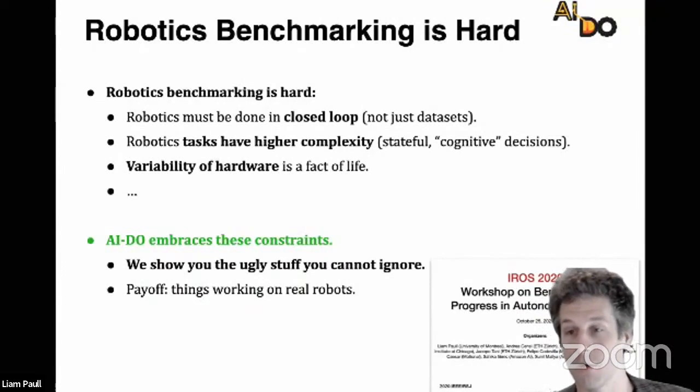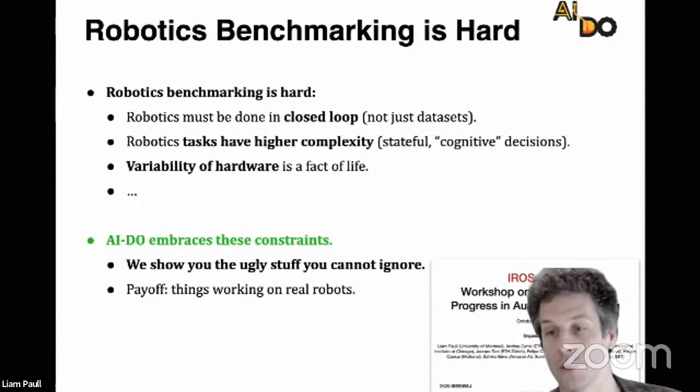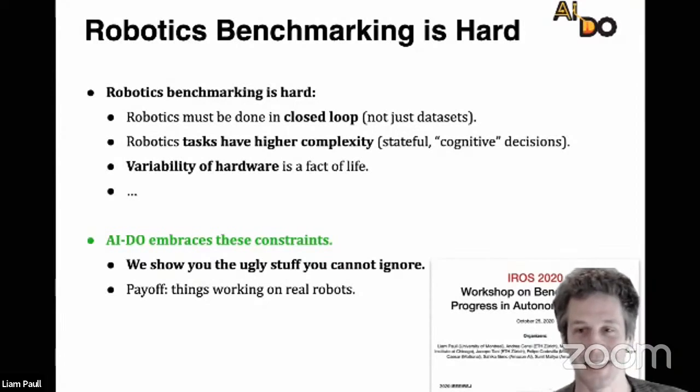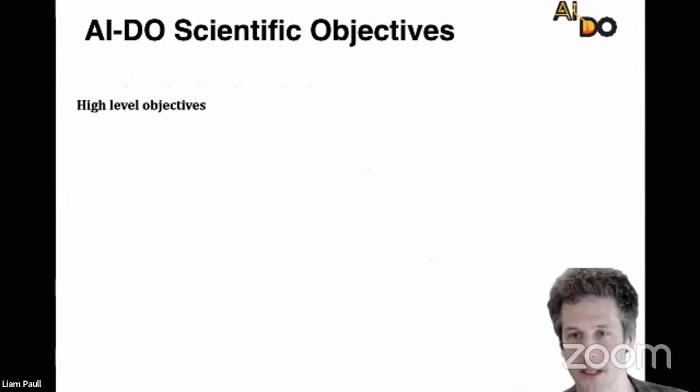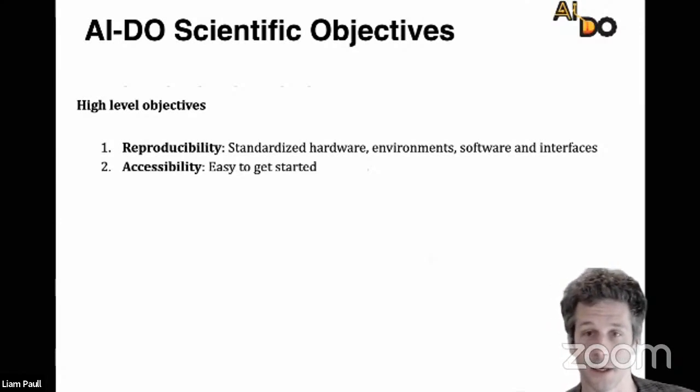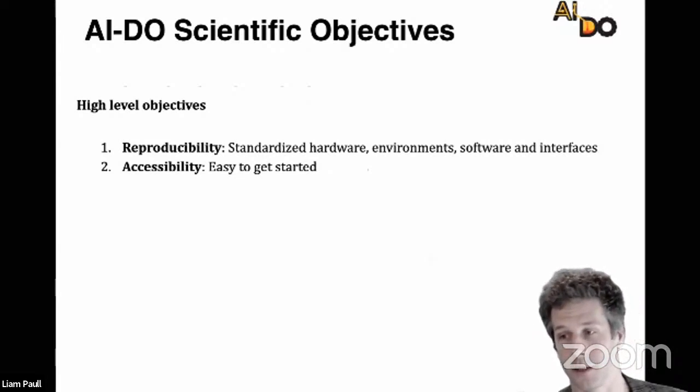Concurrently, we've started hosting workshops on benchmarking progress in autonomous driving. I view it as, if we can't evaluate progress, then what are we all doing? It's a prerequisite, right? Just briefly, the scientific objectives at the high level are that we have a very reproducible setup, with standardized hardware, environment, software and interfaces, and it's really easy to get started. It's cheap and also low in terms of time investment.